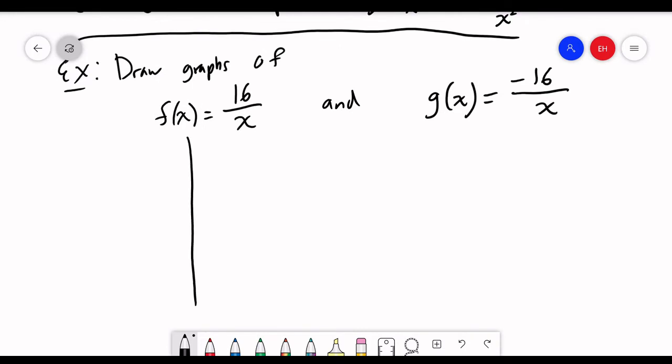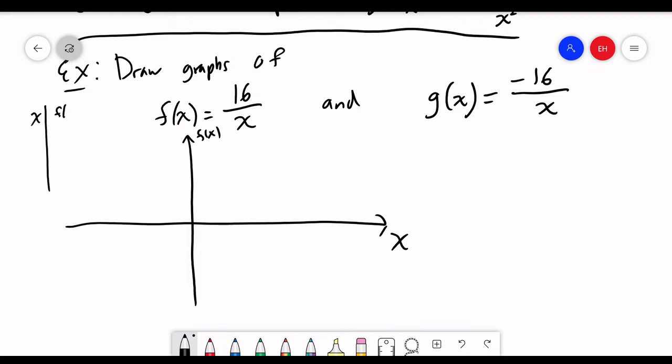So let's just choose some random k, 16. And we'll look at sketching the graph of f of x equals 16 over x, and we'll see what happens if the k is negative. Okay, so my favorite way to graph is just pick a couple points, plug it in, and then connect the dots. So if I put in 0, 16 divided by 0, if we divide by 0, it's undefined.